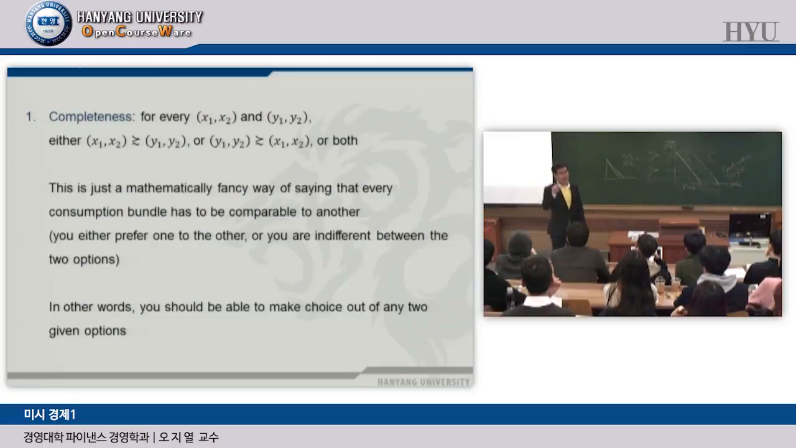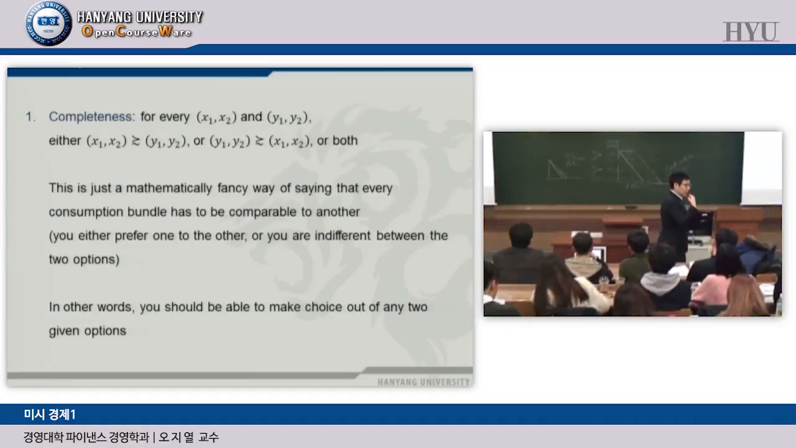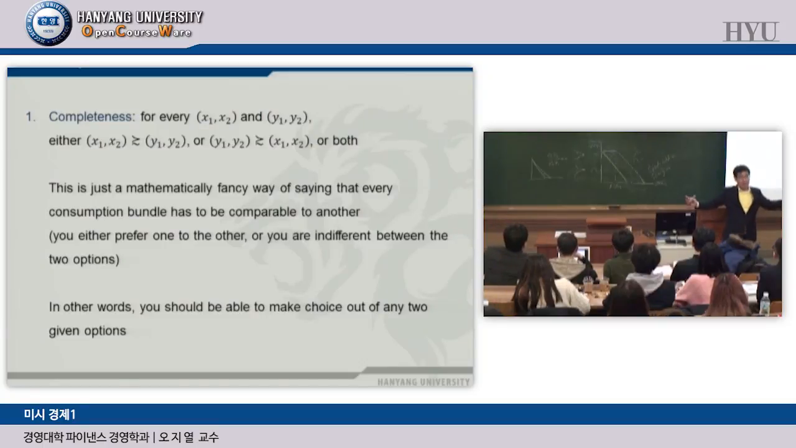You must be able to rank, or at least derive, you must be able to complete a relationship. You must be able to choose between any 2 bundles. In other words, you might either prefer one to the other, prefer the other one to this one, or you might be indifferent between the 2. That's fine. But you must be able to compare the 2 options.